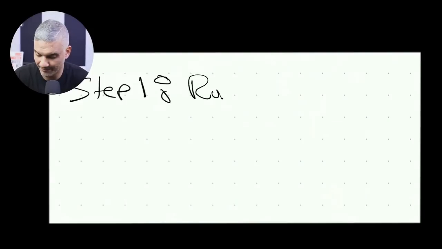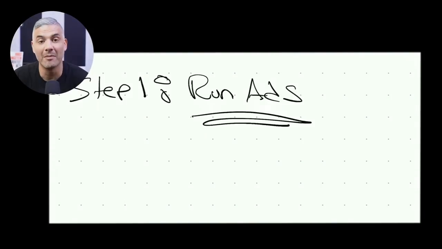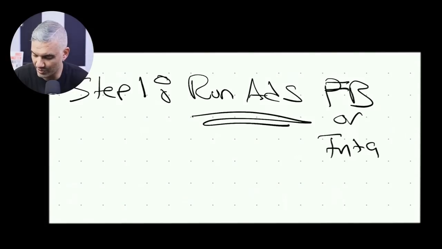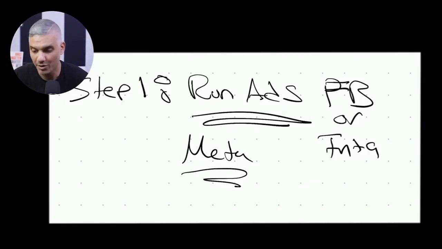So let's start with the first step, step one. Step one here is to run ads. Now, mind my bad handwriting here, but you're going to have to live with it. All right, so step one, run ads. This is very simple. We recommend when you're getting started to use something simple like Facebook, or Instagram, which is basically Meta. Now they're one company, as you may know, and you can run both ads in the same interface.